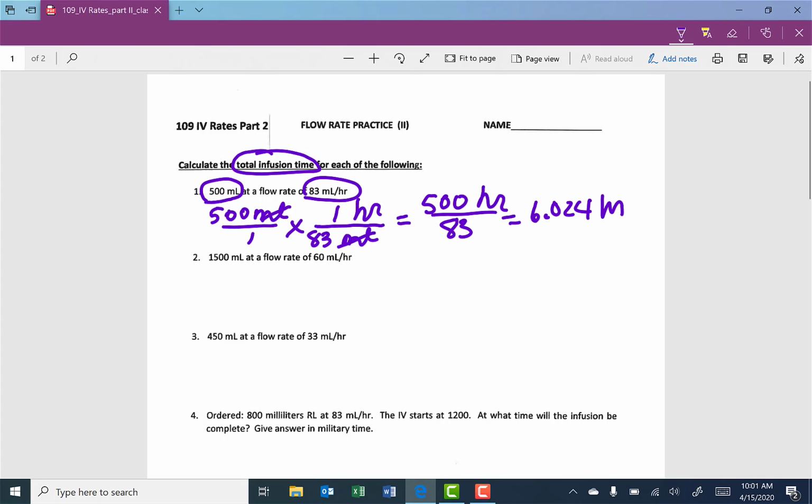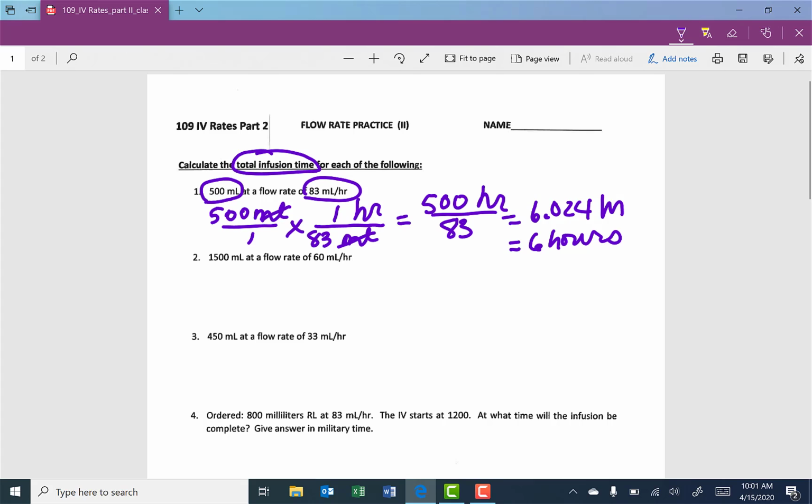6.024 hours, and you round to the nearest whole, which is 6 hours. So it's going to take 6 hours for 500 milliliters to be infused at 83 milliliters per hour. The only reason we're not working out the minutes is because 0.024 will give you nothing, so you just leave it at 6 hours.